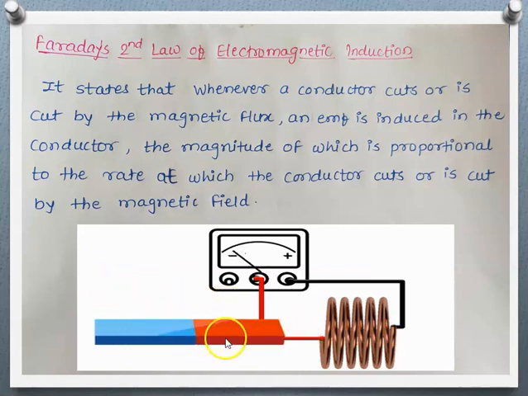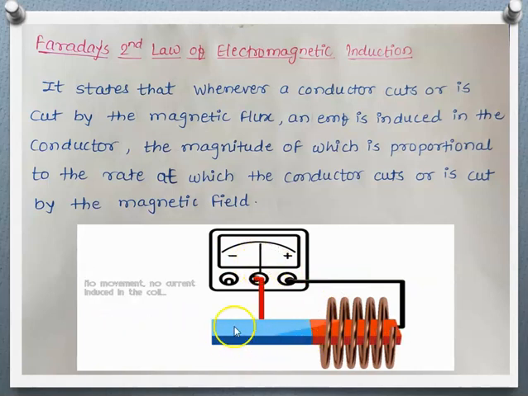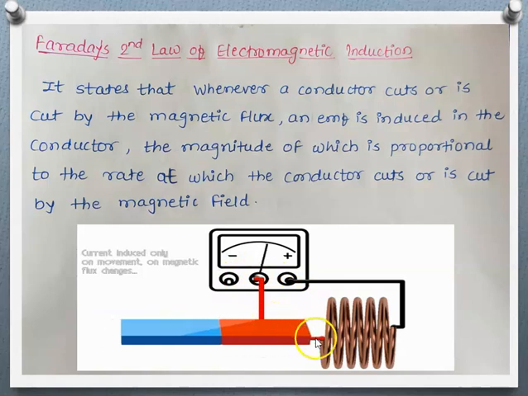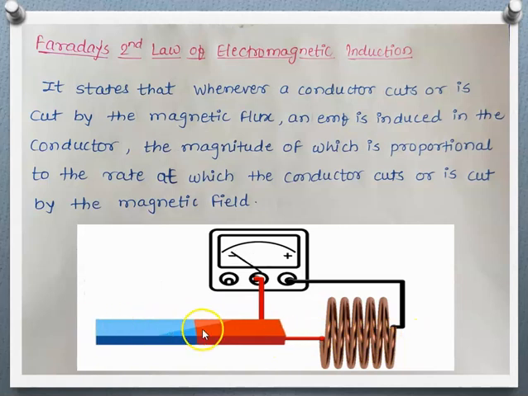As the magnet is moving, we can see a deflection of the pointer. When it is standstill, there is no deflection. That means whenever the magnet is moving, EMF gets induced, and when there is no movement, no EMF will be there. The magnitude depends upon the rate, or the speed, of this movement. The movement or speed of the magnet will decide the magnitude of EMF.